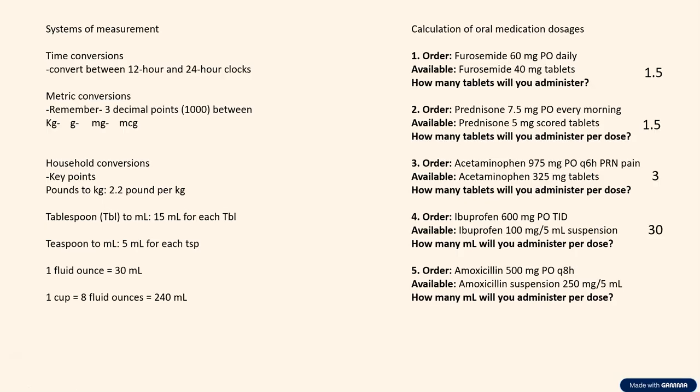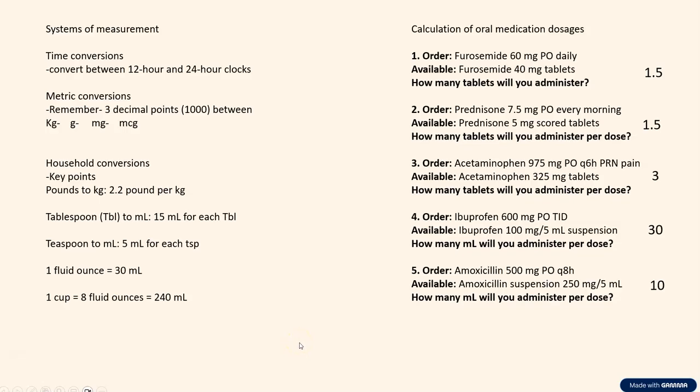And the final one, amoxicillin 500 milligrams PO every 8 hours. Your available supply is amoxicillin suspension, 250 milligrams per 5 milliliters. How many milliliters will you administer per dose? The number of milliliters you will administer per dose is 10 milliliters.